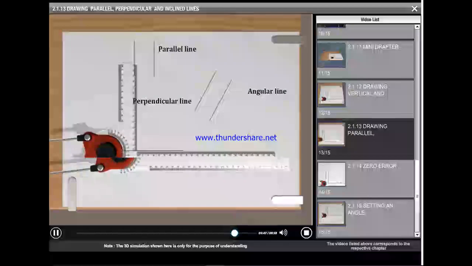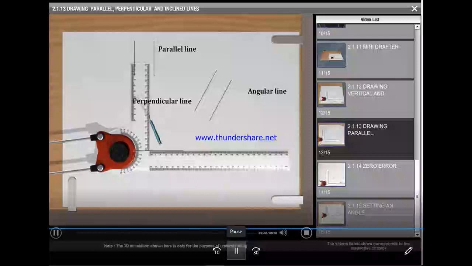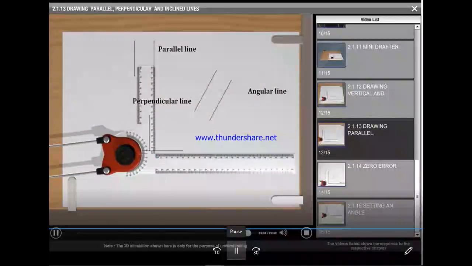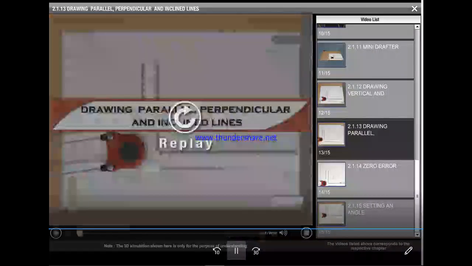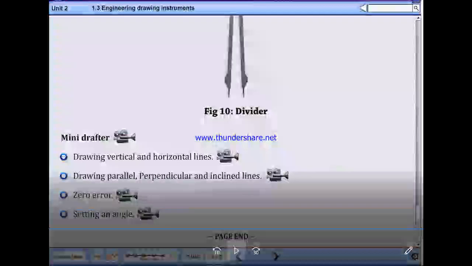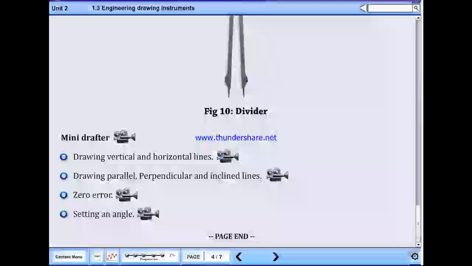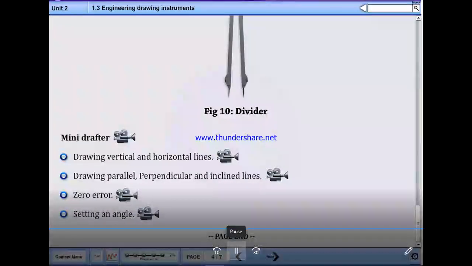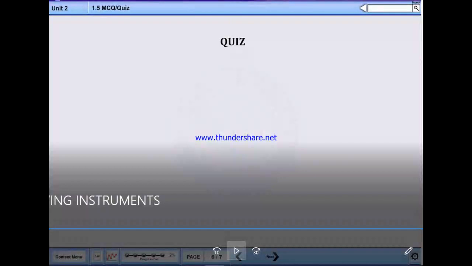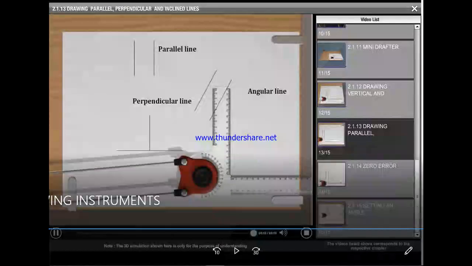The other edge, a perpendicular line can be drawn. Now in this, what we learn is a summary.